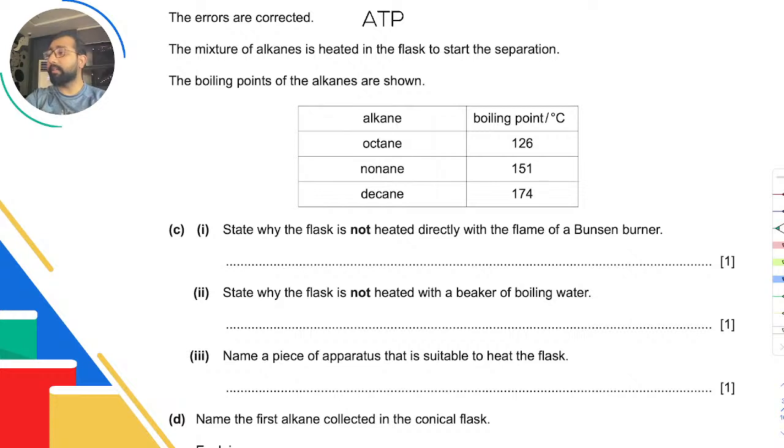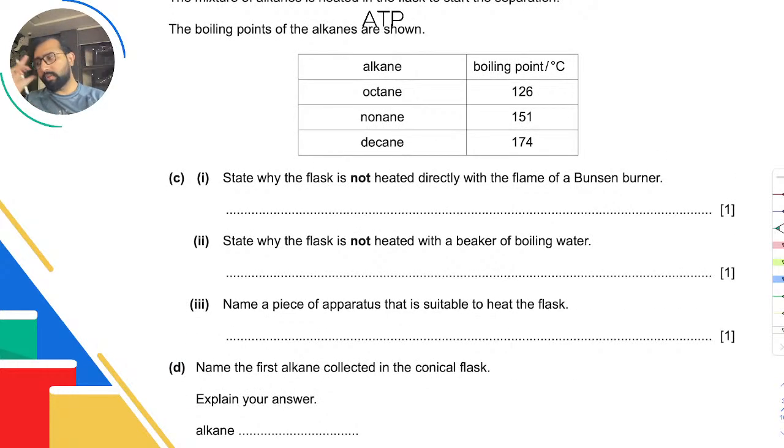Okay, the mixture of alkane is heated in the flask to start the separation. Boiling points are shown. अब यहाँ पर we are heating them, we are boiling things that boil after 100 degrees Celsius. So water तो boil कर जाएगा. They are all above 100 degrees Celsius. So water जो हमारा होगा, जिसने उसको cool करना है, वो खुद ही boil हो जाएगा, तो वो cool कैसे करेगा, right? So this is not really a good idea. Okay, Maniha, which thing you are talking about, why it shouldn't be covered? It shouldn't be covered because it will build up a lot of pressure if you're talking about the conical flask.